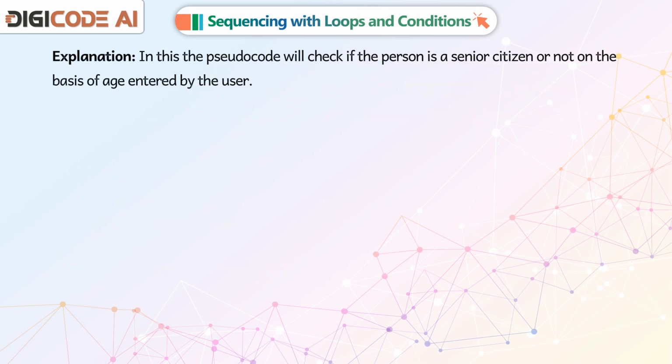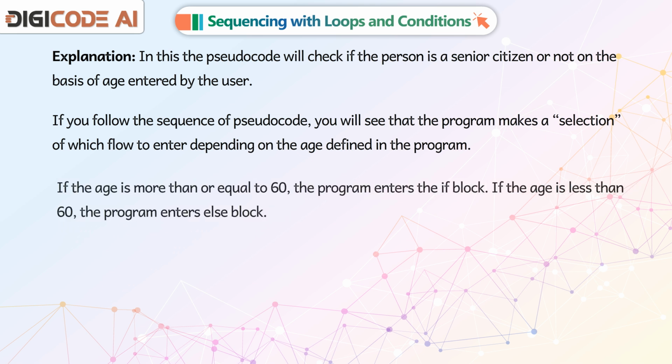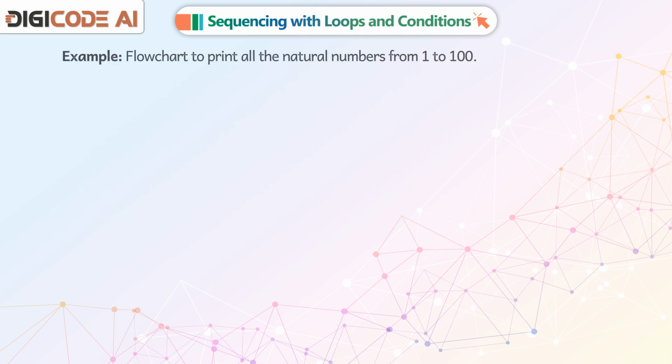Explanation: in this pseudocode, we'll check if the person is a senior citizen or not on the basis of age entered by the user. If you follow the sequence of pseudocode, you will see that the program makes a selection of which flow to enter depending on the age defined in the program. If the age is more than or equal to 60, the program enters the if block. If the age is less than 60, the program enters the else block.